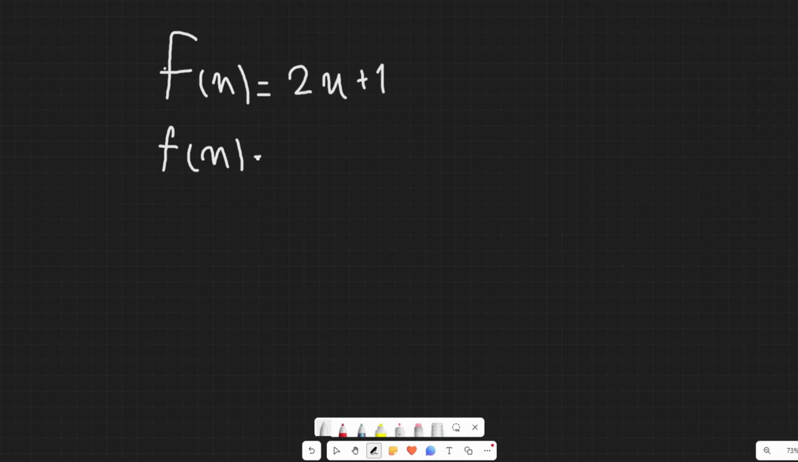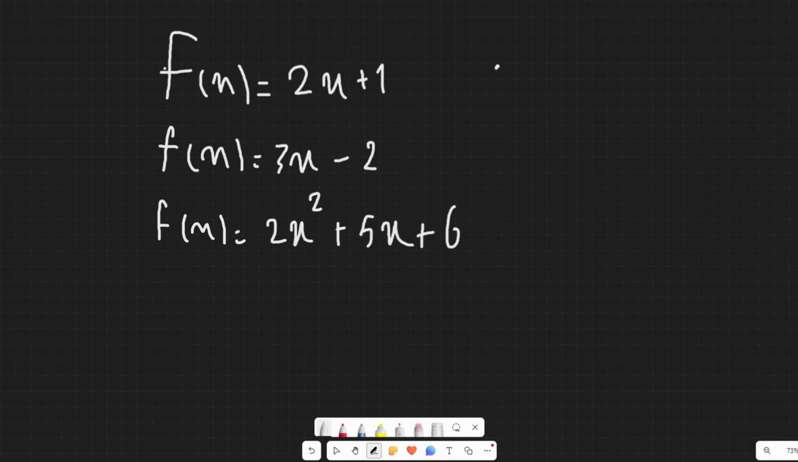So again, this is how we show a function. So it could be in different forms. Imagine that the first function is 2x plus 1. We could have a different function like 3x minus 2. We could have a different function like 2x to the power of 2 plus 5x plus 6. So all of these are different functions and we still call them functions, but they will have different outputs. It's like they are different machines.